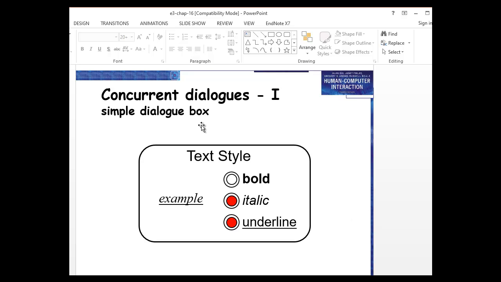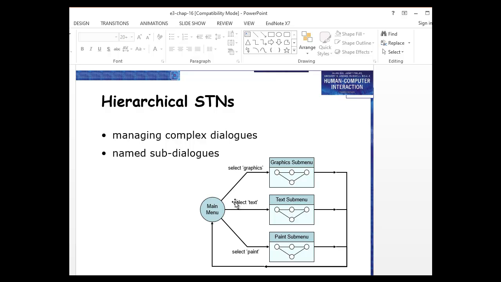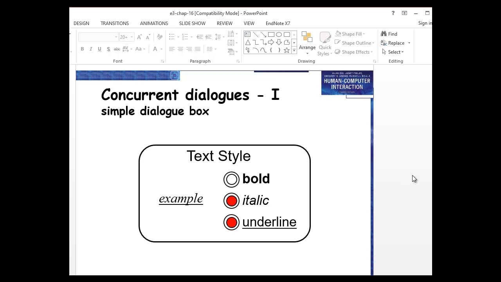The second one we want to explain here is this one, the text submenu. This is the submenu of the menu, and the name of this transition graph is hierarchical transition network or graph, or notation, you can also say. So, a concurrent dialog, one simple dialog box. Now this is the text menu. Here a text may be bold or italic. Also we can bold and we can italic, and all these three features we can apply on a text. So this is the submenu, while the main menu has submenus, one for graphic, one for text, and one for paint. Like this you can create a hierarchical diagram for menus.